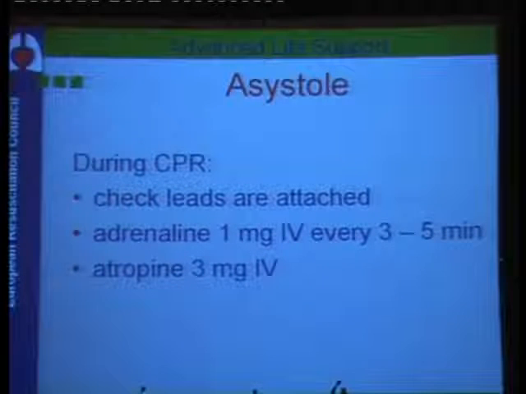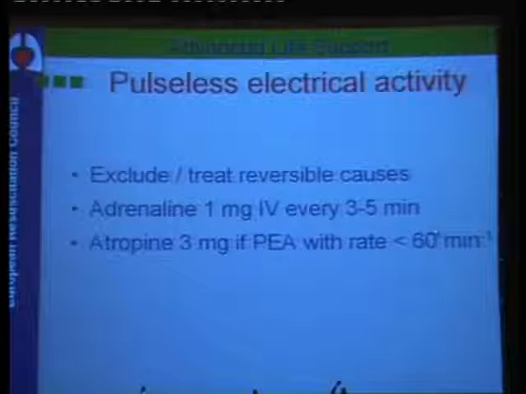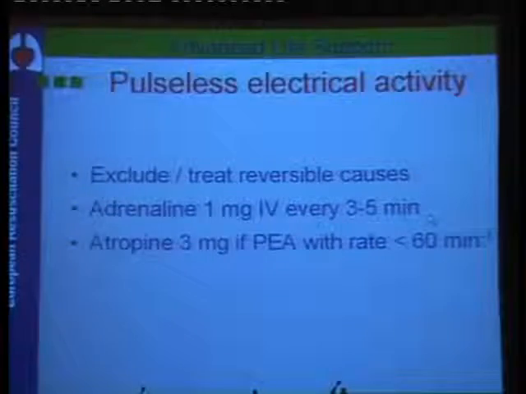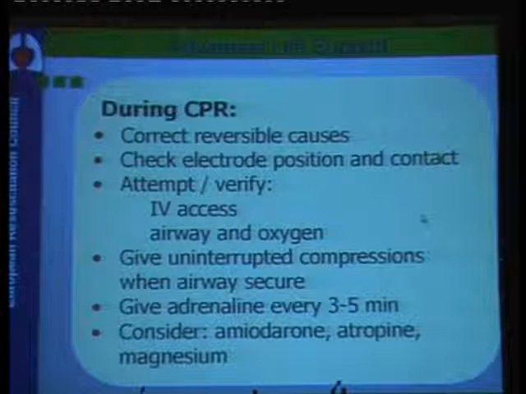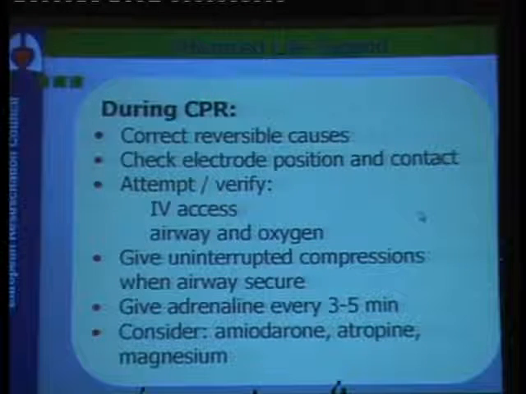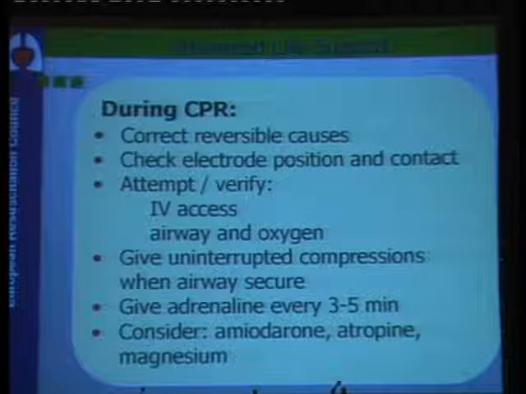In asystole, you give atropine as 1 extra medicine. Adrenaline is given in all kinds of cardiac arrest at the same frequency, 3 to 5 minutes interval. And in pulseless electrical activity, you give atropine only if the rhythm rate, not the pulse rate, is less than 60. Whichever type of cardiac arrest you are managing, in between the cardiac arrest, you think of the reversible causes. We will talk about it in a second.